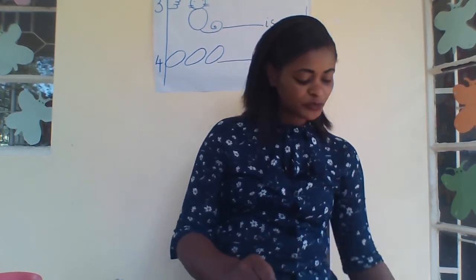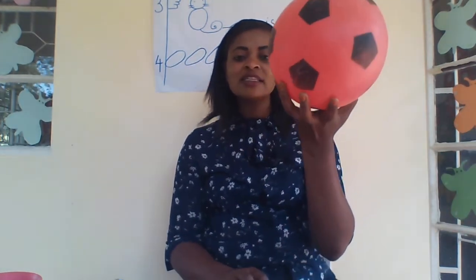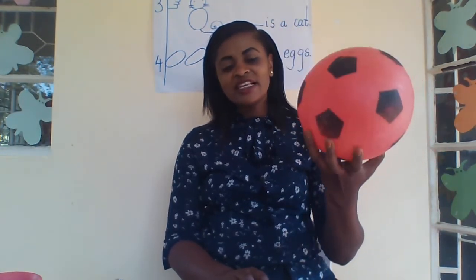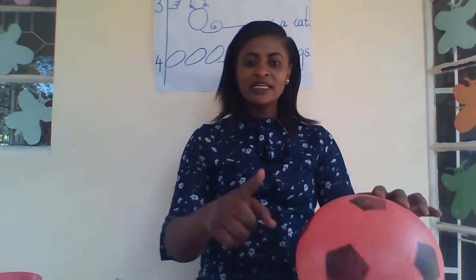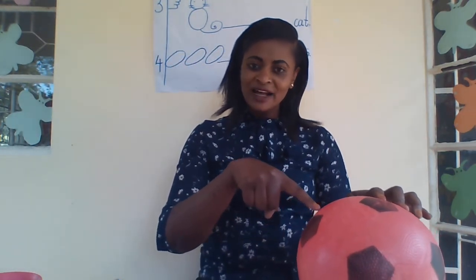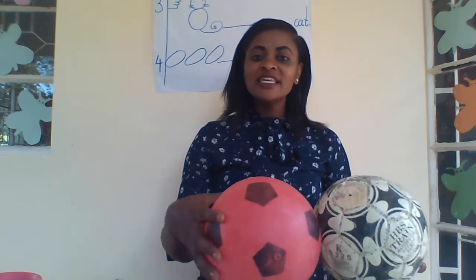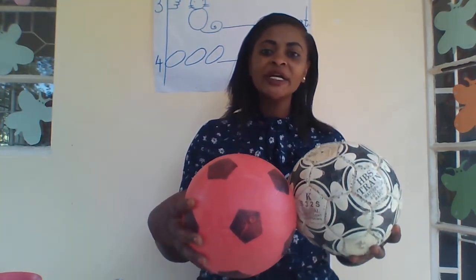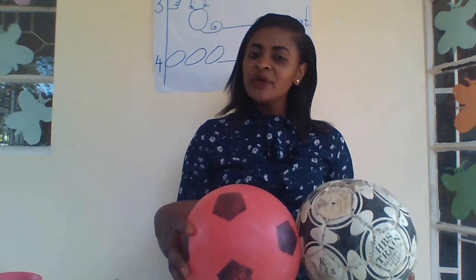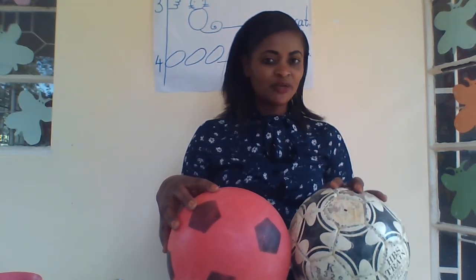For example, this is a ball. I have touched it. But if there are two, we say these are balls. We are using these when things are many or there is more than one.